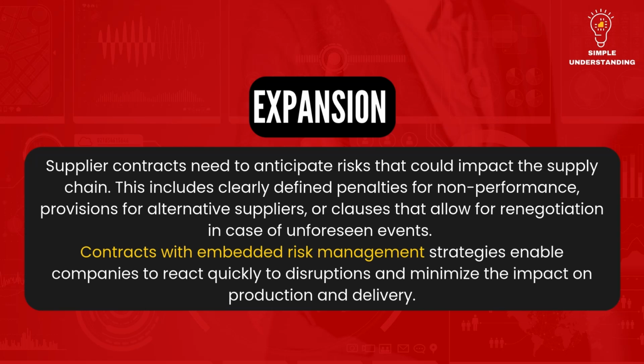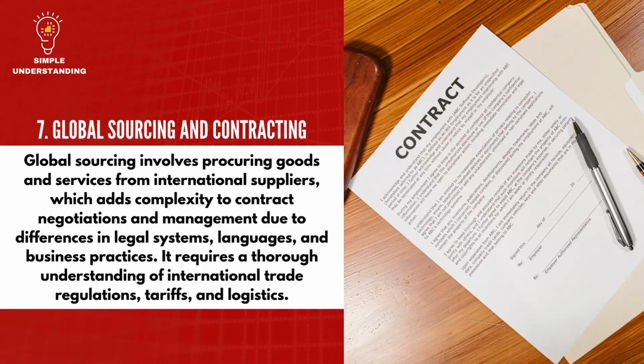Expansion. Supplier contracts need to anticipate risks that could impact the supply chain. This includes clearly defined penalties for non-performance, provisions for alternative suppliers, or clauses that allow for renegotiation in case of unforeseen events. Contracts with embedded risk management strategies enable companies to react quickly to disruptions and minimize the impact on production and delivery. 7. Global sourcing and contracting.